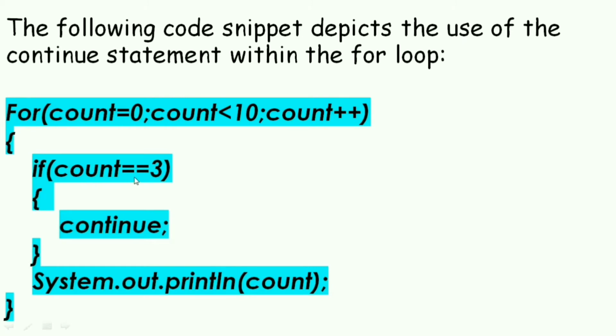यानी कि हमने count इक्वल्स टू 3 में कंटिन्यू स्टेटमेंट लगा रखी है. कंटिन्यू स्टेटमेंट का मतलब होता है कि 3 वाली को छोड़ के बाकी सब प्रिंट होंगे, यानी कि 0 प्रिंट होगा, 1 प्रिंट होगा, 2 प्रिंट होगा, फिर 3 पे आ गई 3 प्रिंट नहीं करेगा, फिर 4 प्रिंट होगा, 5, 6, 7, 8, 9 प्रिंट होंगे. 3 को छोड़ के सारे प्रिंट होंगे.